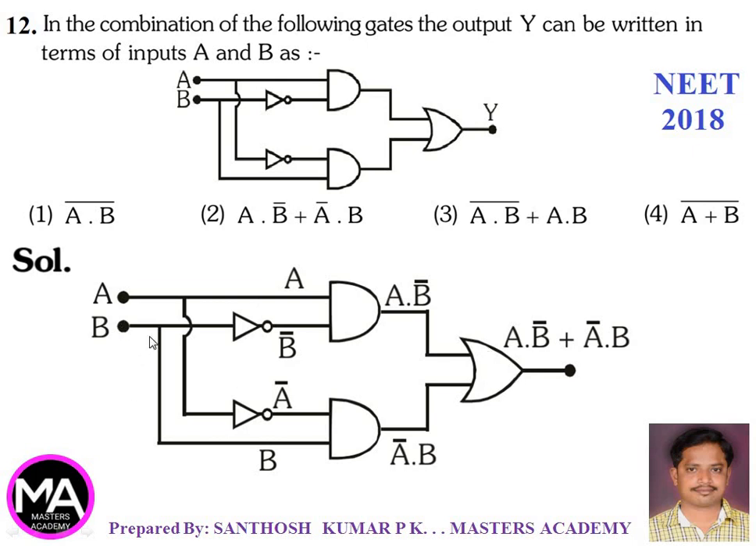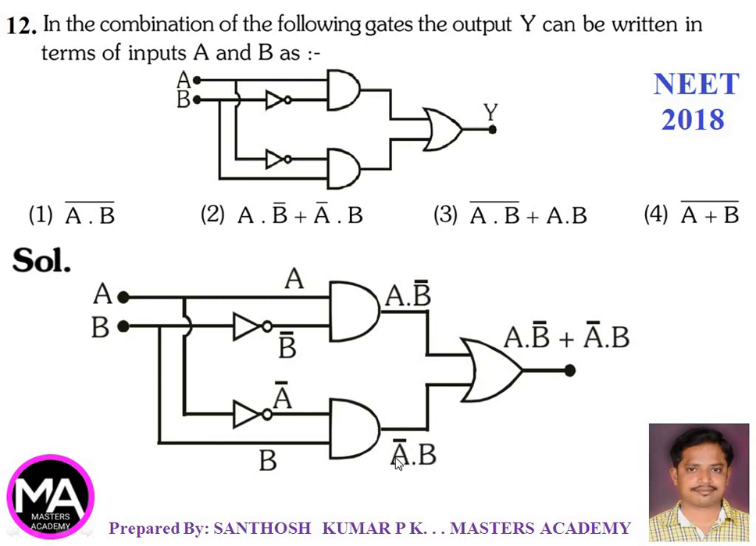Now, B is connected to a NOT gate. The output is B complement. A is connected to the NOT gate. The output is A complement. For this AND gate, the first one, A and B complement are the input. So the output should be A and B complement, that is A into B complement. Here A complement and B are the input, therefore the output is A complement into B.